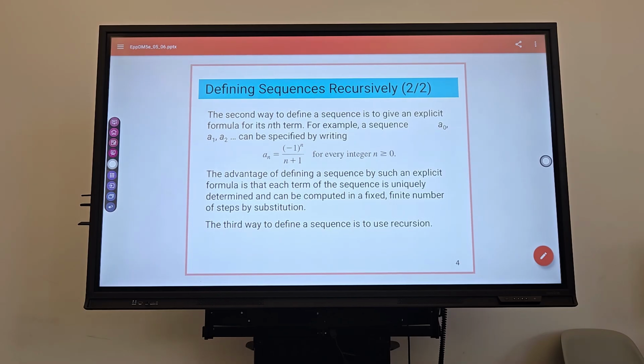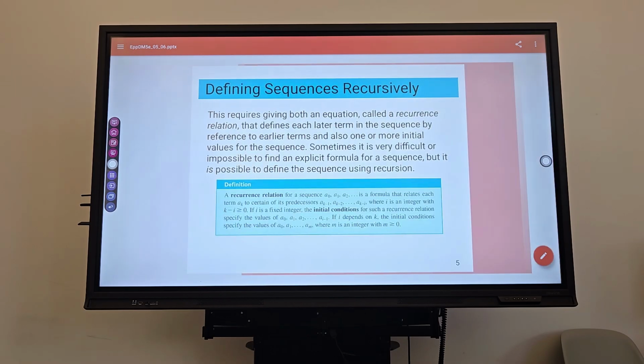The third way to define a sequence is to use recursion. This requires giving both an equation called a recurrence relation that defines each later term in the sequence by a reference to earlier terms, and also one or more initial values for the sequence. We saw that before, I think, in the Fibonacci sequence. Sometimes it is very difficult or impossible to find an explicit formula for a sequence, but it is possible to define the sequence using recursion.